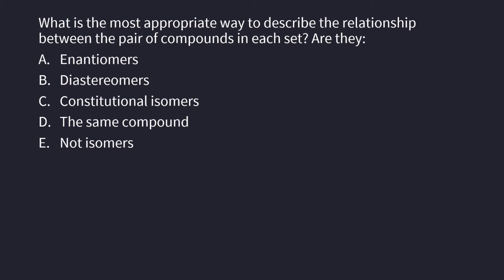Are they, and these are the choices, A. Enantiomers, B. Diastereomers, C. Constitutional isomers, D. The same compound, or E. Not isomers? So in the following slides, we'll be looking at a pair of compounds and we'll be determining what is the relationship between the two compounds. And we'll be choosing from the 5 choices we see here. So without further ado, let's begin.